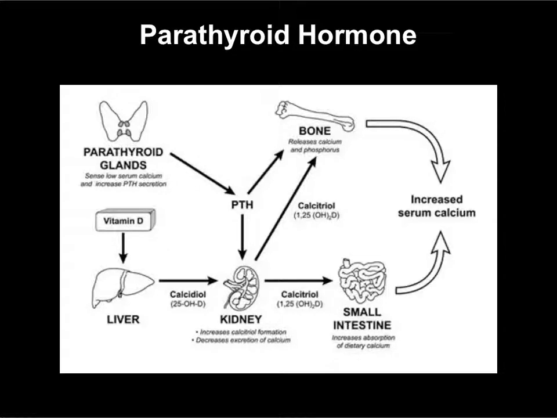So let's take a look at the actions of parathyroid hormone, right? So this big butterfly-looking thing here, that's the thyroid gland. And see these 4 dots on the back of it? Those are your parathyroid glands. They detect and monitor blood calcium levels. When they sense low calcium levels, they secrete parathyroid hormone.